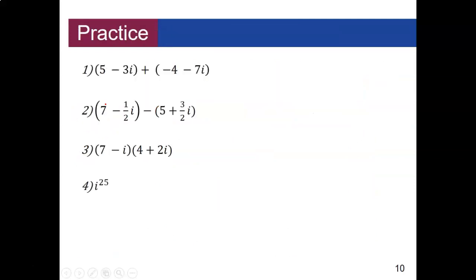Okay, I have a few of these for you to practice, so I would encourage you to pause the video at this point, try these 4 problems, and then check your answers.